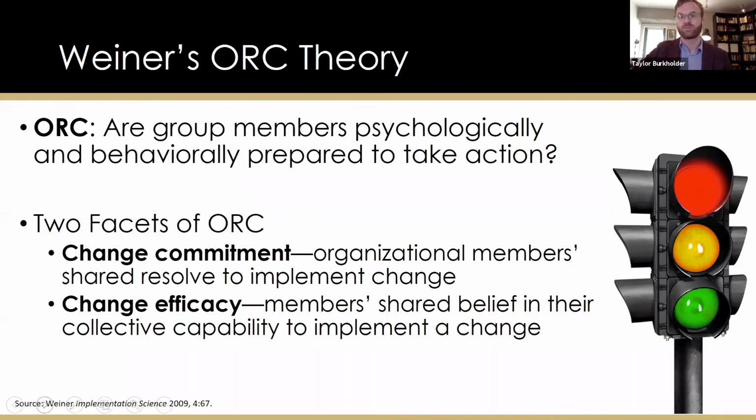In his theory, he starts by looking at two major facets of organizational readiness. The first is change commitment, which refers to the members' shared resolve to implement the change. In other words, how badly do they want the change? And then the second is change efficacy, which is the members' shared belief in their ability to implement the change. Put simply, that's how well do they think they can manage what needs to get done. Weiner's theory further outlines a bunch of determinants for each of these facets, which yields a very handy framework for designing a study to assess each of those in turn. Next slide.